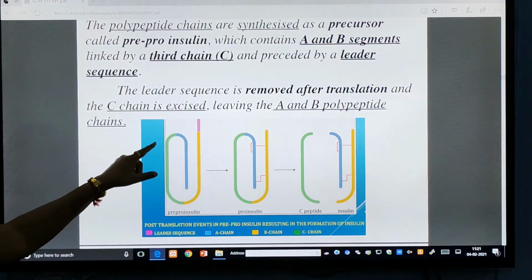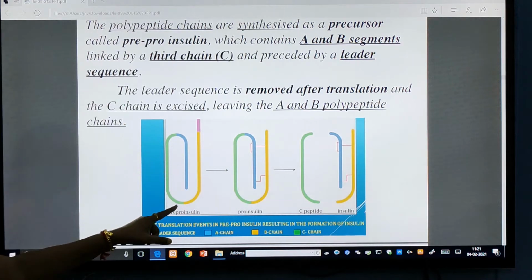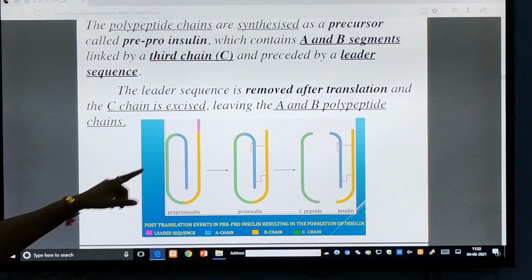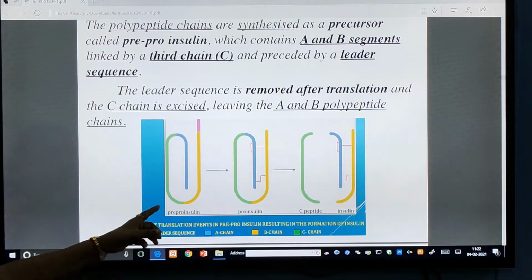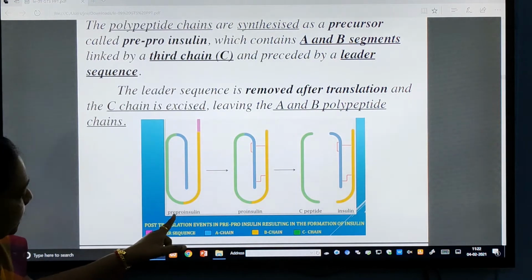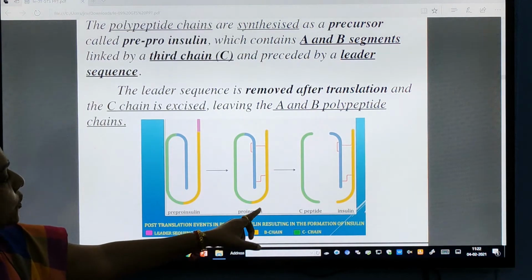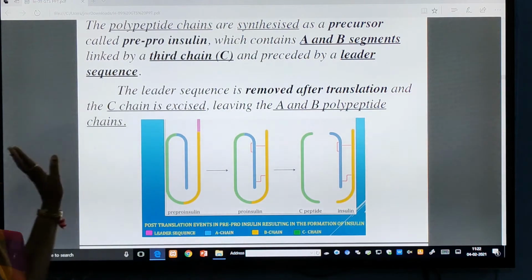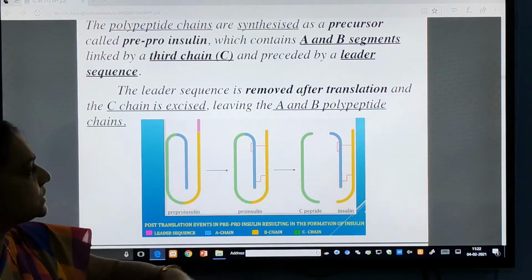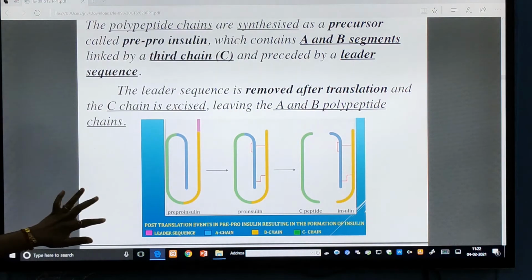Now to link these two you need a C chain. Now this should be guided by a leader sequence; the pink color is the leader sequence. To translate the genetic material, the pre-pro-insulin is used, and after the translation is over we get the pro-insulin structure. Then finally, after the completion of the translation, the C chain is excised, leaving the A and B polypeptide chains. So now we have the insulin. Now it is ready.